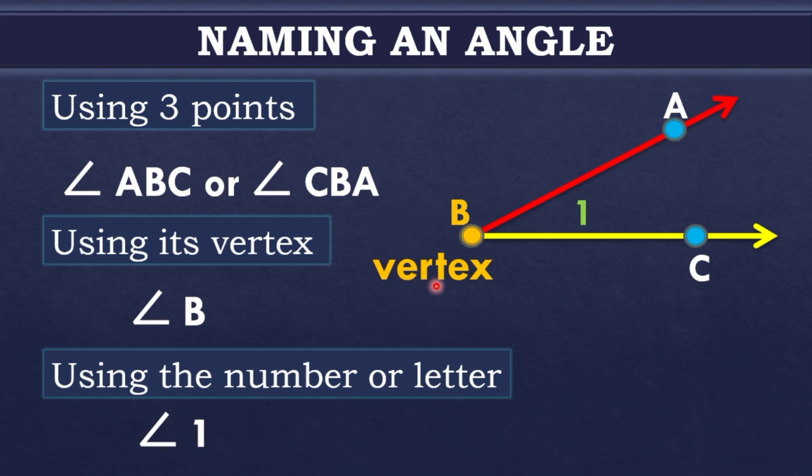Okay? So, we have 3 ways of naming an angle: using 3 points, using its vertex, and using the number or the letter. So, marami po tayong paraan dyan. Basta siguraduhin lang po na tama ang pag-name po natin. Okay? So, ibig sabihin ba pag sinabi kong angle ABC or angle 1 or angle B, isa lang ang tinutukoy na angle? Yes. Okay? Iba-iba lang po ang pangalan niya, pero we are just referring to one angle.